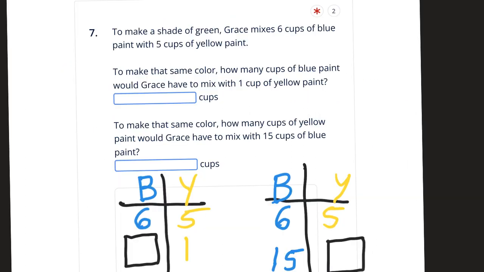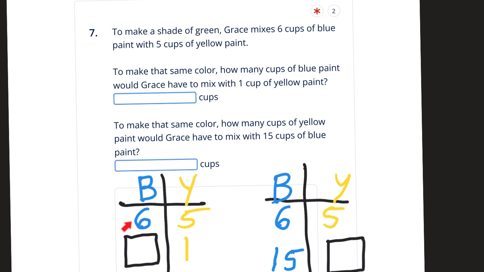All right, question 7. To make a shade of green, Grace mixes 6 cups of blue paint with 5 cups of yellow paint. All right, so I made my 2 tables. This table will be for the first question, and this table will be for the second question. And I like my tables. It's just a good visual way of seeing it.